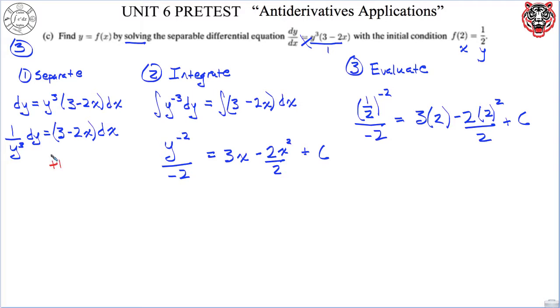So plus 1 point if you are able to separate. 1 point in total if you can integrate this whole thing. So plus 1 if you got everything there correct. And from there we need our plus C, plus 1 point for the constant of integration, and 1 point if you're able to plug in everything correctly.